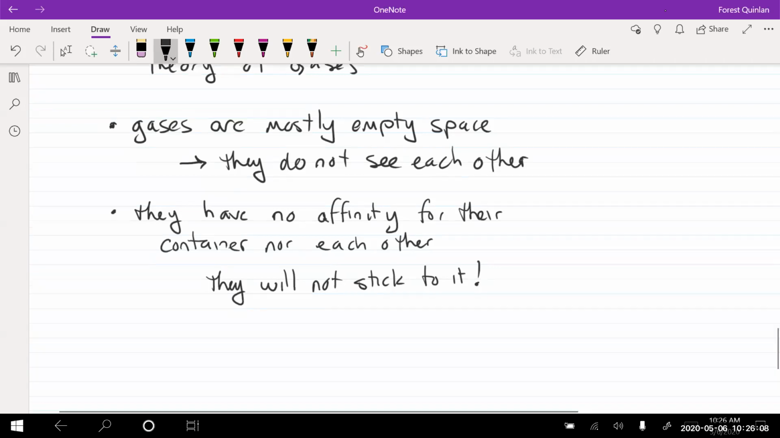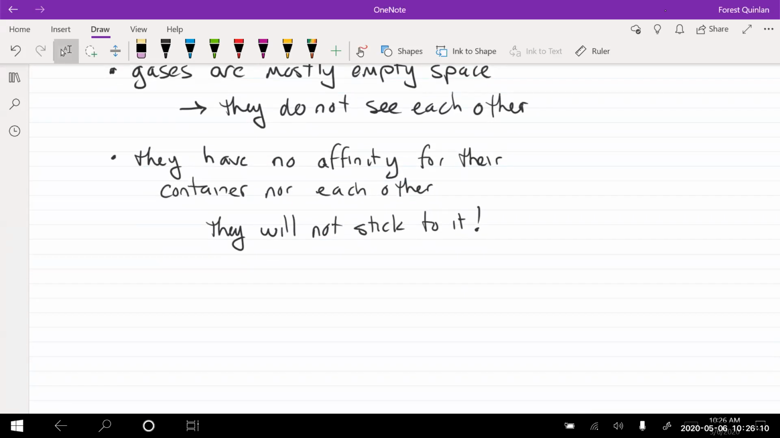Gases are mostly empty space. They don't see each other. If they do, they don't care. And if they hit something, they don't care. All collisions are completely elastic.